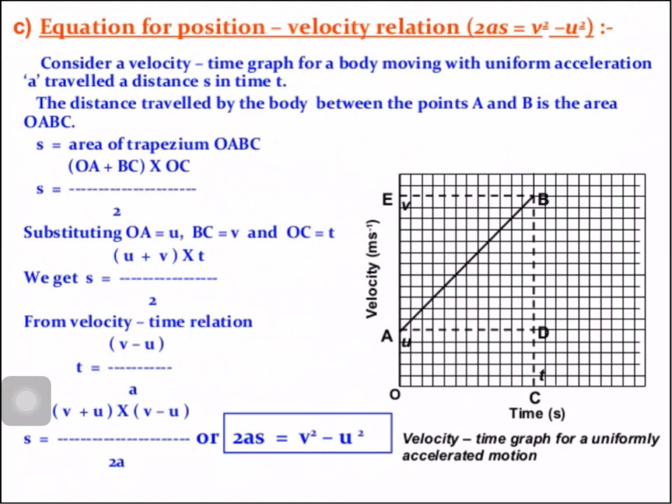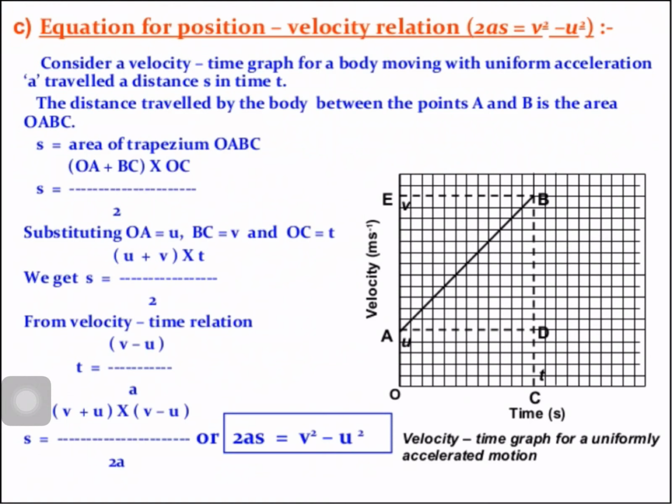The same way, the third equation, very simple. The same graph, time on the x-axis, velocity on the y-axis. But here also the same thing: what is the distance? Distance is equal to the area of the trapezium OABC. But here I am going to use the area of the trapezium formula, 1 by 2 into the sum of the parallel sides into height. You know that. One more time I tell you, the area of the trapezium is equal to 1 by 2 into the sum of the parallel sides into height.